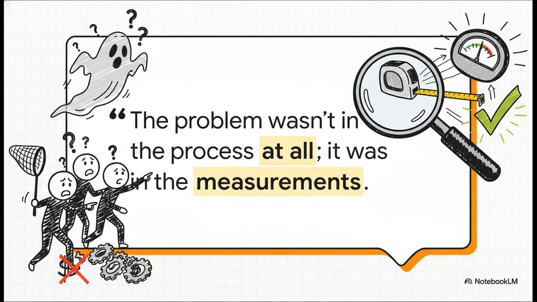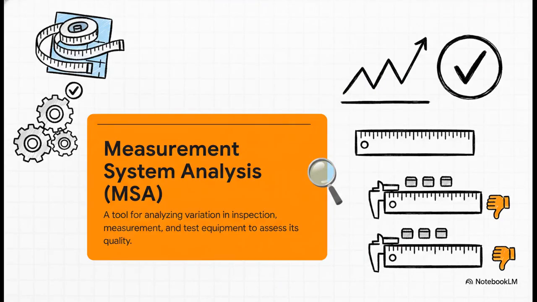It perfectly captures this nightmare scenario where a team is just chasing a ghost in their process. They're throwing resources at a problem that literally doesn't exist, all because they put their faith in faulty data. A simple check of their measurement system up front would have saved them time, money, and a whole lot of frustration. Now, the discipline that stops this from happening is called Measurement System Analysis, or MSA.